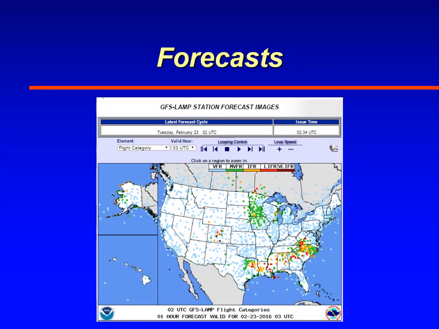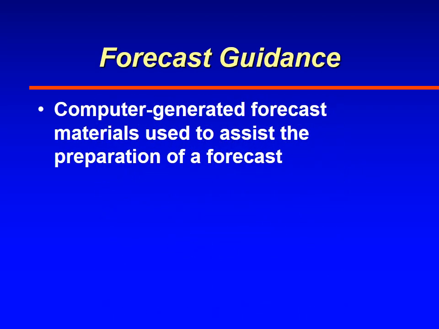Hi, and thanks for joining me for this discussion on forecasts. What meteorologists typically call guidance is computer-generated products that meteorologists use for forecasts. They look at this output and these maps, and from that come up with their forecasts.